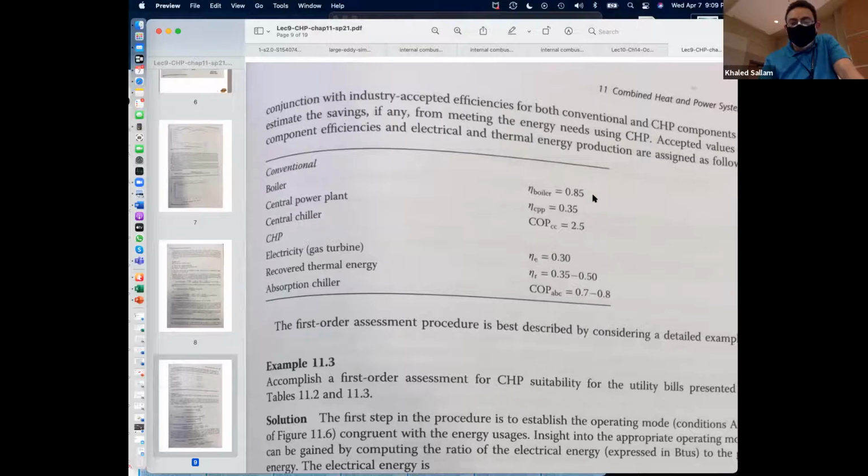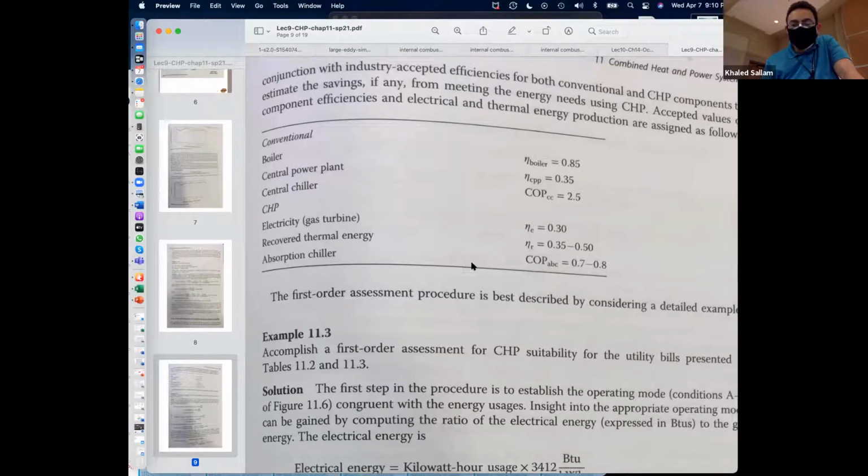So the typical numbers: boiler efficiency, 85%. What's that? That's how much is lost in burning the fuel. The central power plant thermal efficiency, 35% because it's a small unit. The central chiller, that is like the heating that's done by a heat pump. Its COP is 2.5, that's typical. Electricity is done by a gas turbine, 30%, and recovered thermal energy, how much you can actually get from the gas turbine to run a heating process. You can get 35% of it. And this is cooling, a chiller with COP 0.7.